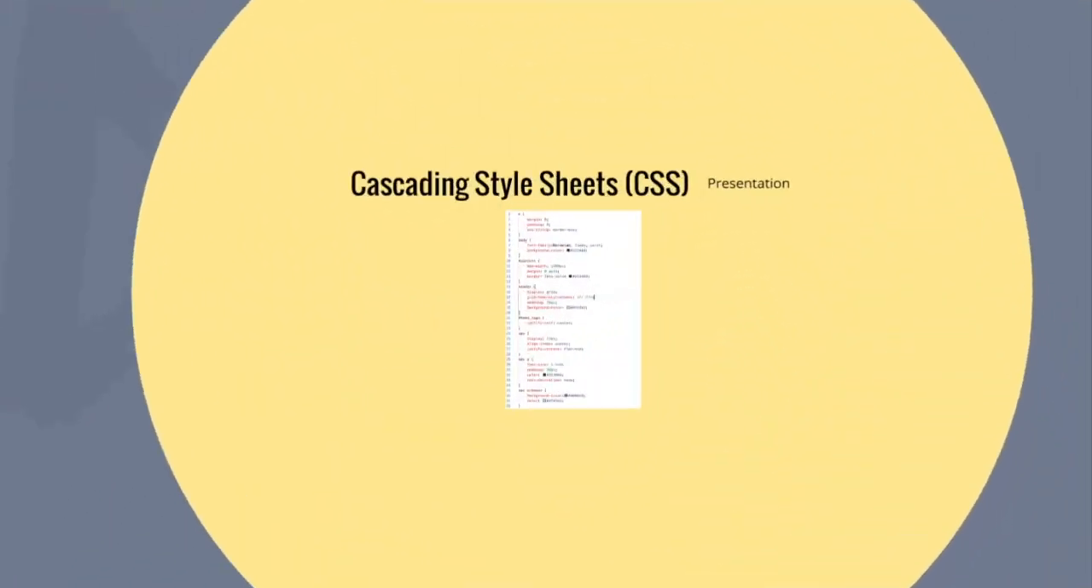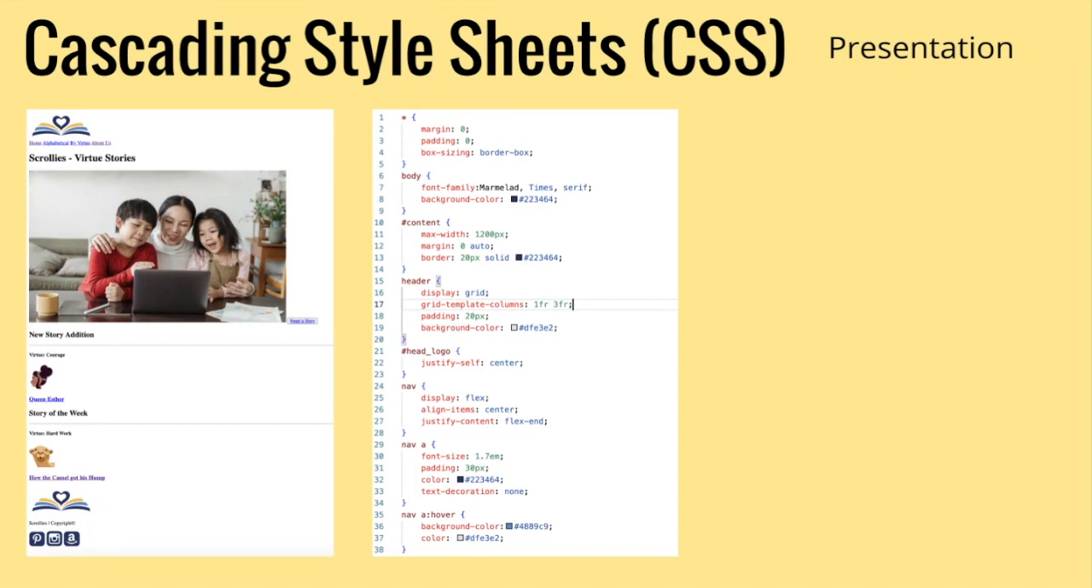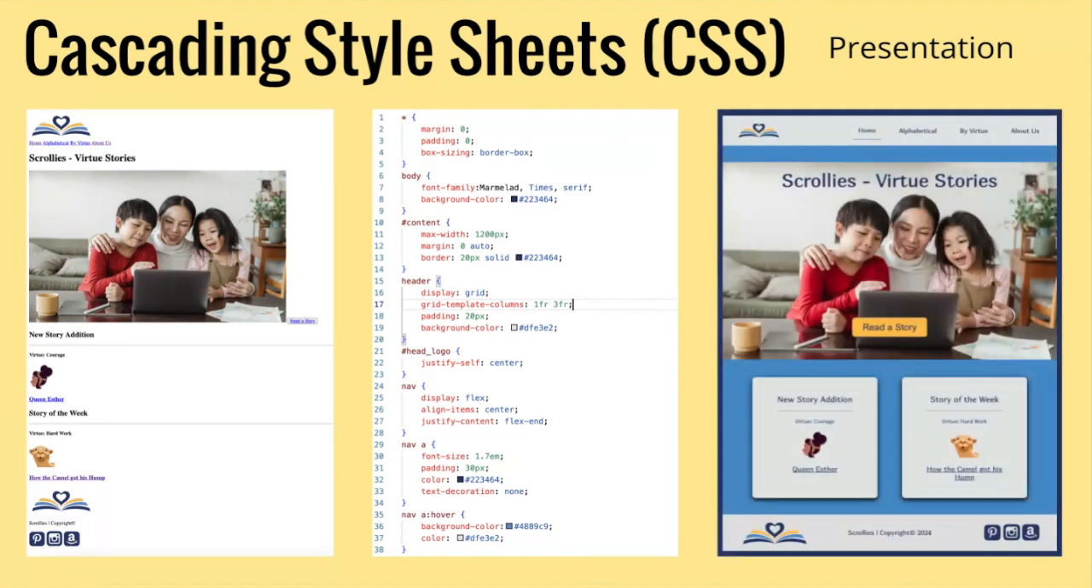CSS stands for Cascading Style Sheets. It's a style sheet language used for describing the presentation of a document that is written in HTML. It's how we make the pages look good. It takes what we set up with HTML and makes it look much better.